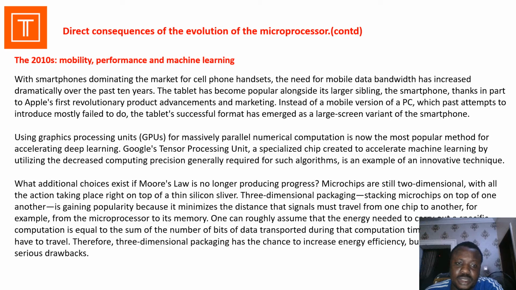What additional choice exists if Moore's law no longer produces progress? Microchips are still two-dimensional, with all the action taking place right on the top of a tiny silicon sliver. The three-dimensional package, stacking microchips on top of one another, is gaining popularity because it minimizes the distance that signals must travel from one chip to another, for example, from the microprocessor to its memory.